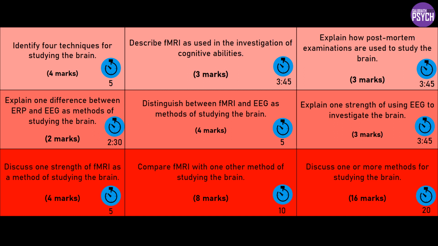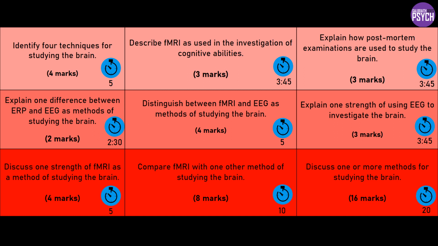A further difference between fMRI and EEG is in terms of their spatial resolution. fMRI can be used to investigate very small regions of the brain and deeper areas of the brain, such as the limbic system, the hippocampus, and so on. Whereas EEG cannot be used to investigate deeper areas of the brain because it uses electrodes on the scalp, and they cannot pick up activity from anything below that surface level cortex.